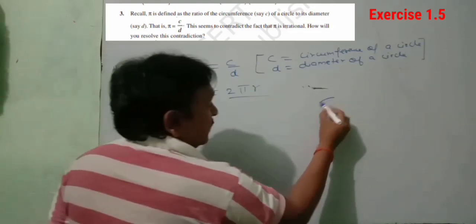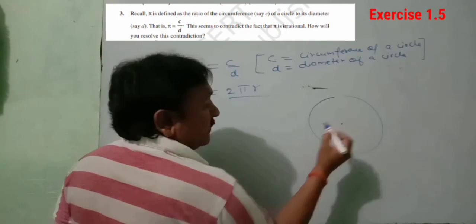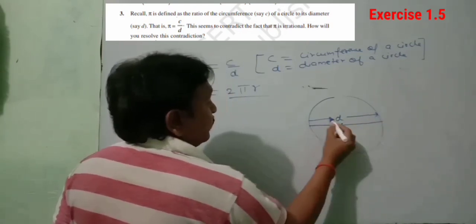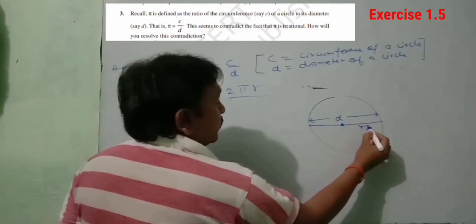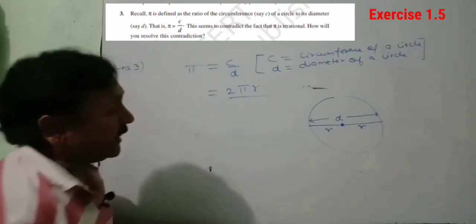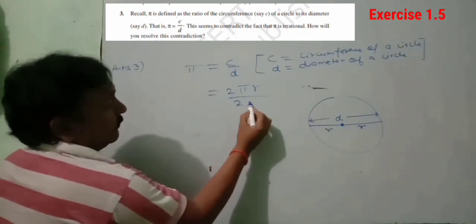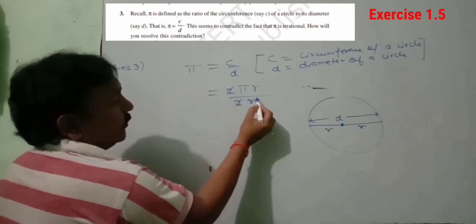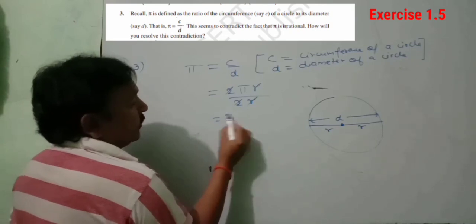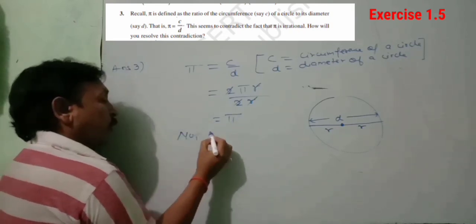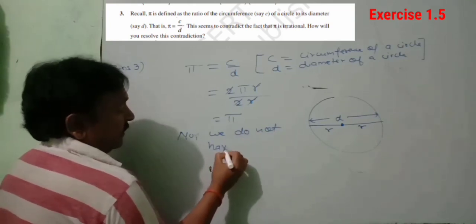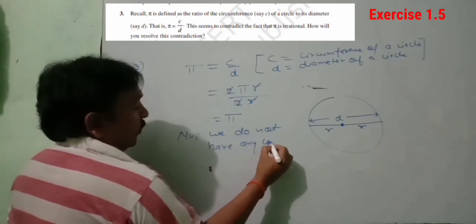Yes, this is a circle now, and this is the center, and suppose this is its diameter, this whole line, and from center to this point is radius. So diameter is actually what? Double of the radius. Okay, so can we solve it? 2 is cancelled by 2, r is cancelled by r. It is actually pi. No, we do not have any contradiction.